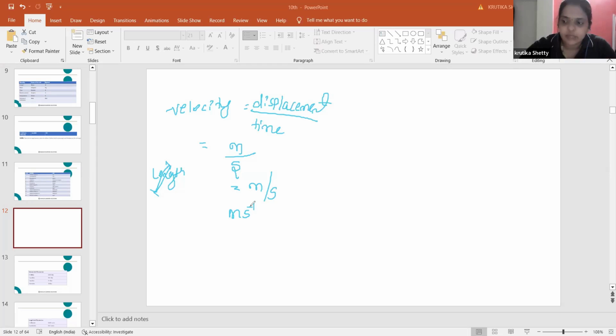Okay, so here this is how the velocity unit, that is meter per second, we derive. One more I'll explain, that is I'll take acceleration.